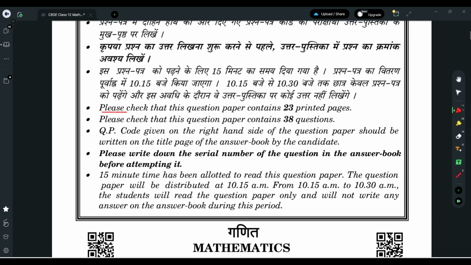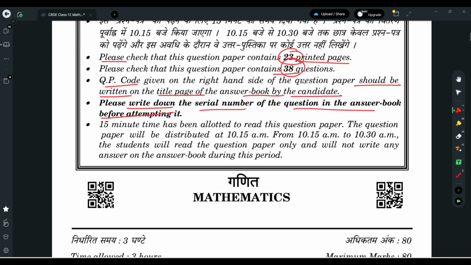Please check that this question paper contains 23 printed pages. But I have only picked the questions which are in English language, so there are 12 pages. Then please check that this question paper contains 38 questions, and those are in English language. The question paper code given on the right hand side should be written on the title page of the answer book by the candidate. Please write down the serial number of the question paper in the answer book before attempting it.